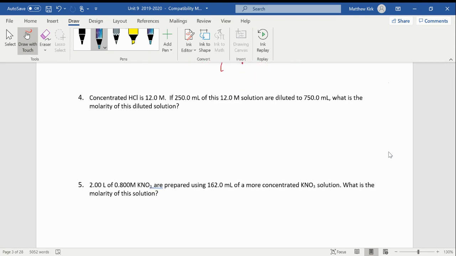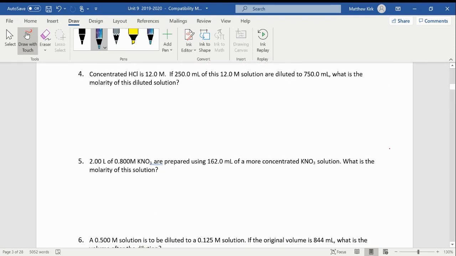So number 4, we're told concentrated hydrochloric acid is 12.0 molar. If we have 250.0 milliliters of 12 molar solution, if we dilute it to 750, what is the molarity of the diluted solution? Oh, okay, a little bit different. So we have our concentrated molarity, 12.0 molar. And we're told that we're taking 250 milliliters of it.